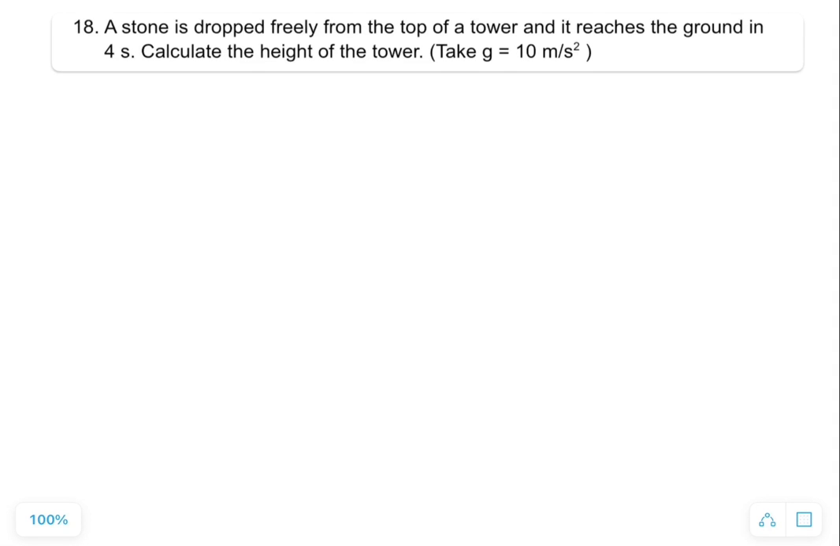A stone is dropped freely from the top of a tower and it reaches the ground in 4 seconds. Calculate the height of the tower. Take acceleration due to gravity g as 10 meters per second square.